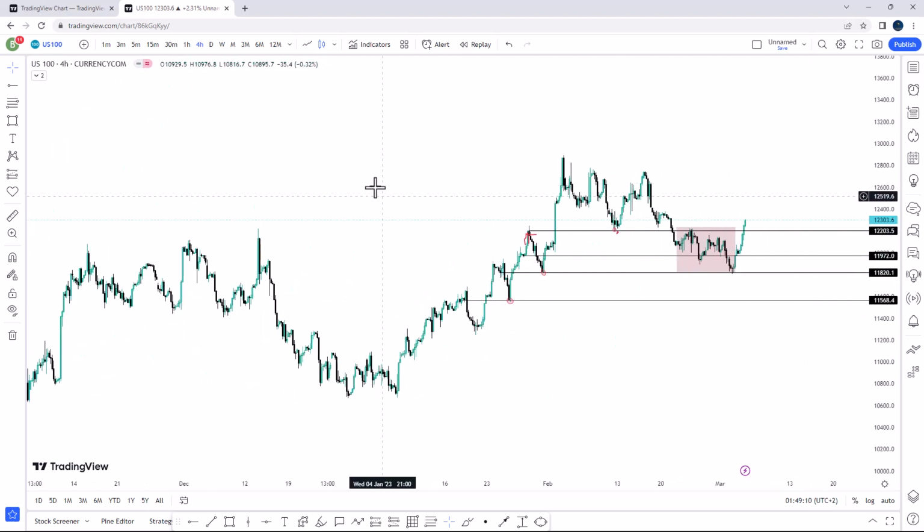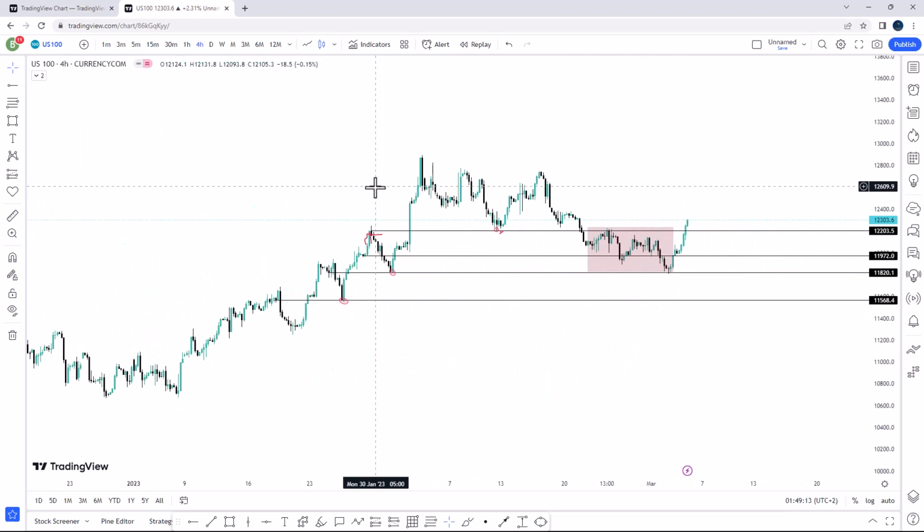Right? So this is it. Make sure you backtest this concept.